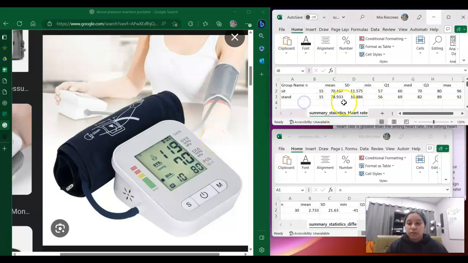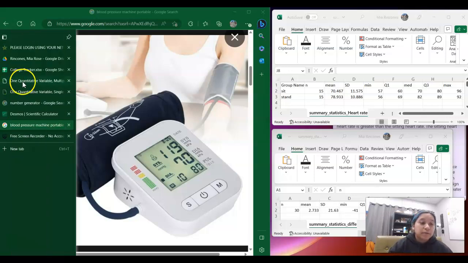In this spreadsheet right here, you would see my data. You would see that the mean for the standing heart rate is greater than for the sitting heart rate, and the median heart rate for standing is greater than for sitting as well. So essentially my main question was, is there some evidence that standing pulses are higher on average?